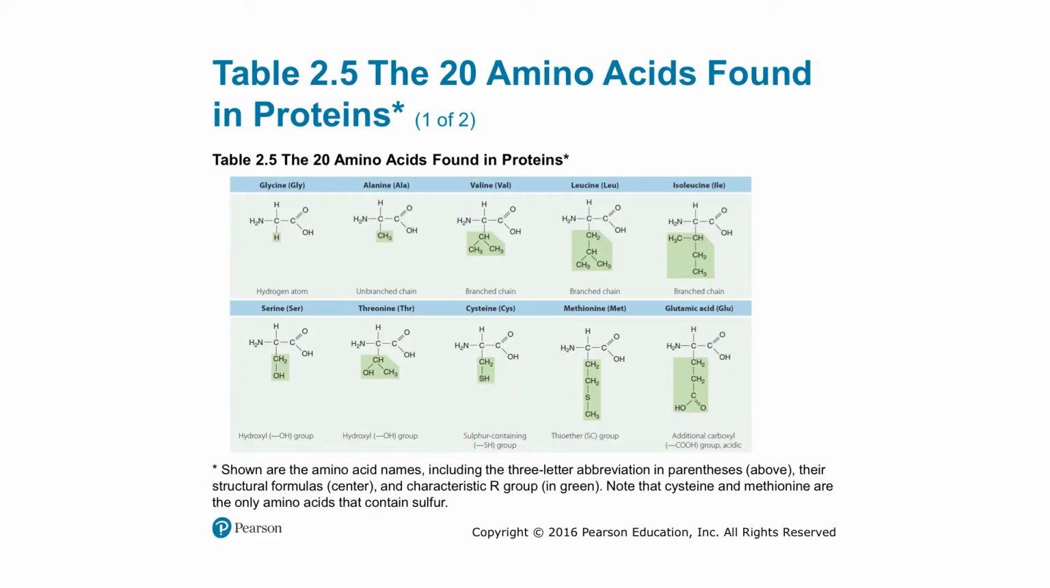And so here are the 20 amino acids that are found in proteins. These are the amino acid names, including the 3-letter abbreviation, their structural formulas, and their characteristic R group that is shaded in green. Note that cysteine and methionine are the only amino acids that contain sulfur.